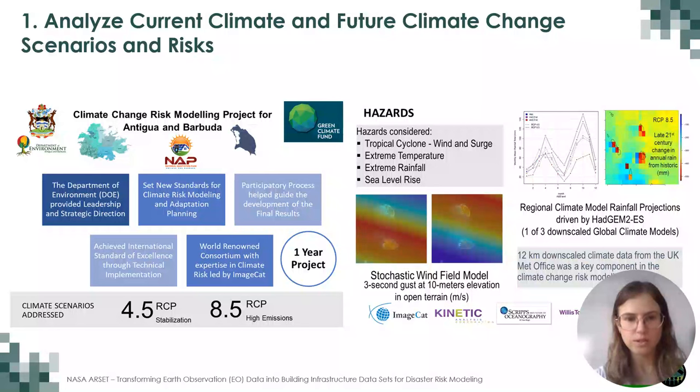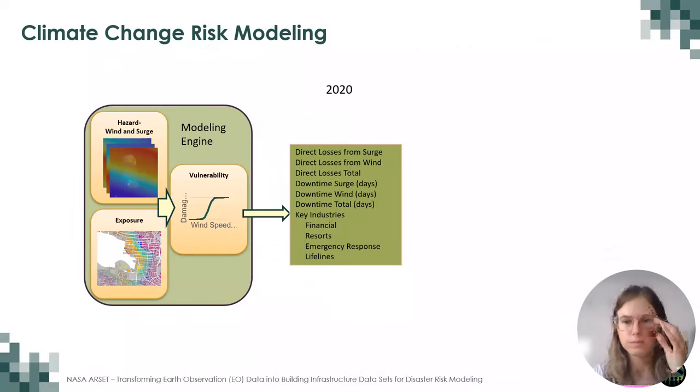What we will see in this part are results of a project that we did with other partners for the Department of Environment for the government of Antigua and Barbuda. This was called the Climate Change Risk Modeling Project for Antigua and Barbuda, where we produced different types of outputs. We analyzed climate hazards and then climate risks. So now we're going to talk about climate change risk modeling.